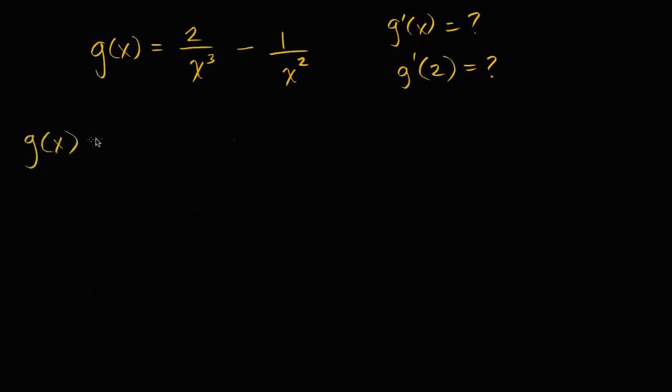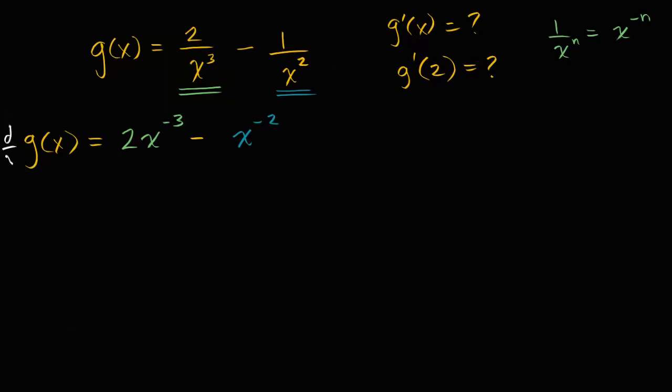G of x is equal to this first term here, 2 over x to the third. Well, that could be rewritten as 2 times x to the negative 3. We know that 1 over x to the n is the same thing as x to the negative n. So I just rewrote it, and now this might be ringing a bell of how the power rule might be useful. And then we have minus, well, 1 over x squared, that is the same thing as x to the negative 2. And so if we're going to take the derivative of both sides of this, let's do that.